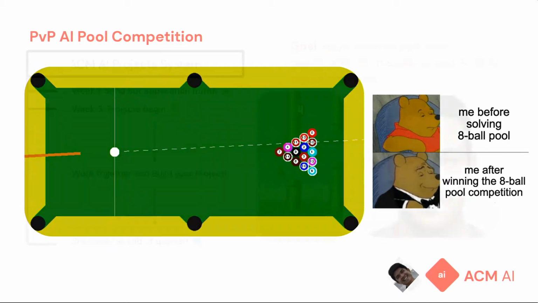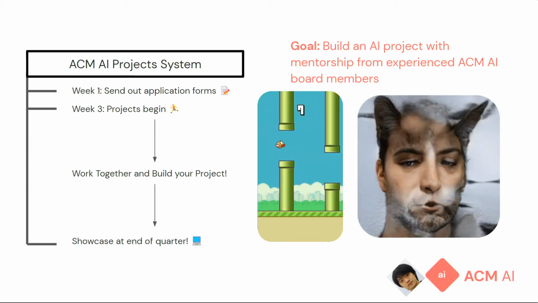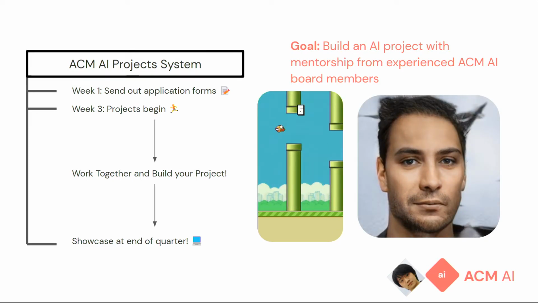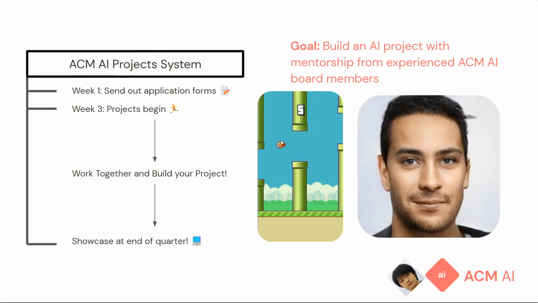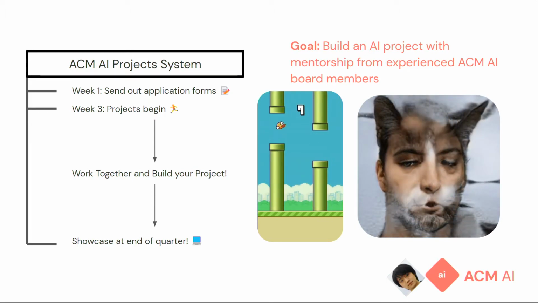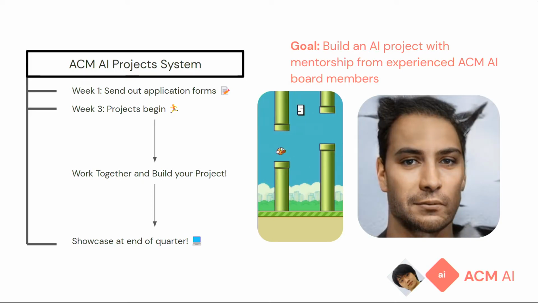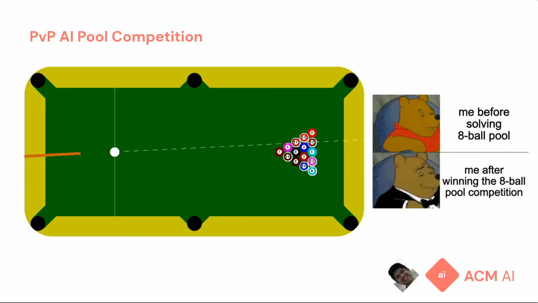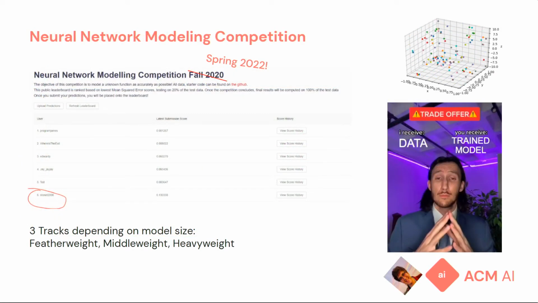Along with that, we also have a project system. To get experience beyond just doing these competitions, we are also mentoring projects that don't require much prior AI experience, just basic programming and NumPy knowledge. They're mentored by a lot of our friendly board members, Stone and I, and some other people. You can see a little bit of their faces at the bottom of the slide. These are some people that are probably going to mentor you.